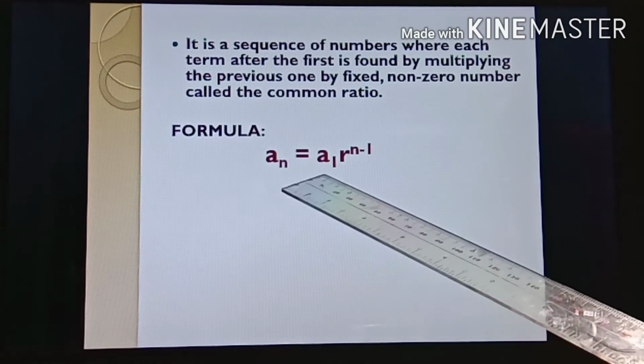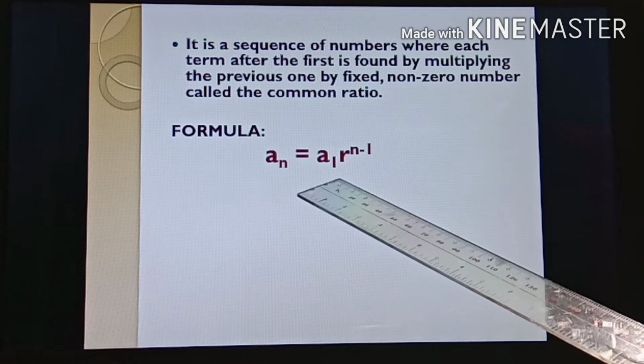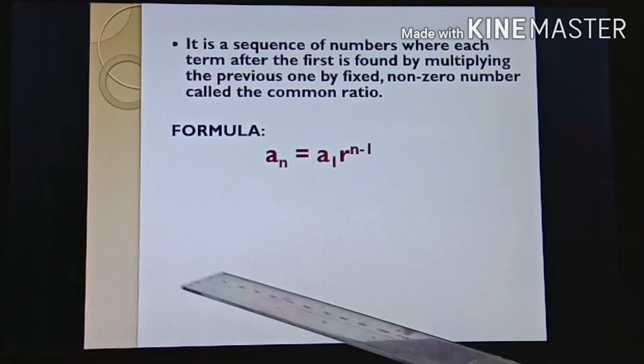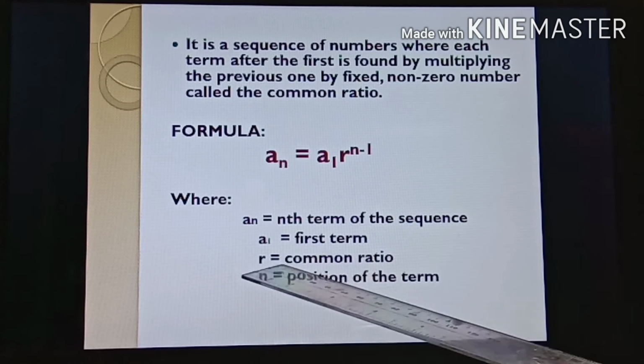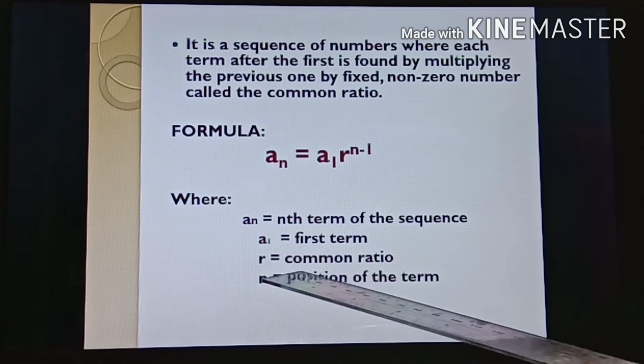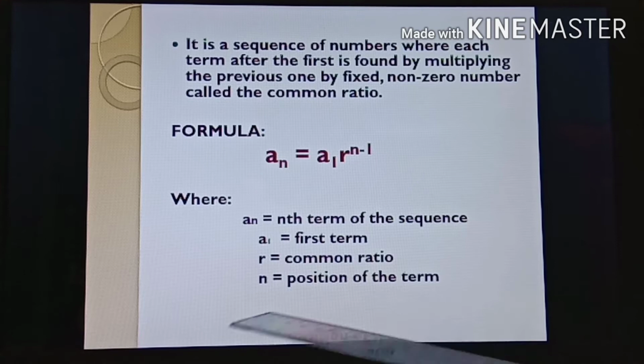a sub n is equal to a sub 1 times r raised to the n minus 1 power, where a sub n is the nth term of the sequence, a sub 1 is the first term, r is the common ratio, n is the position of that term.